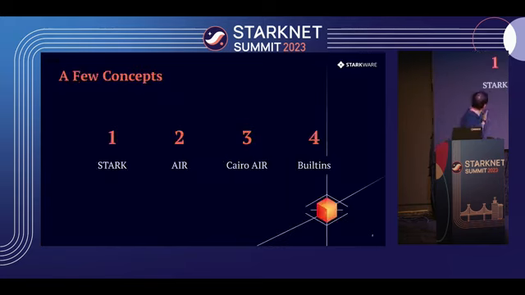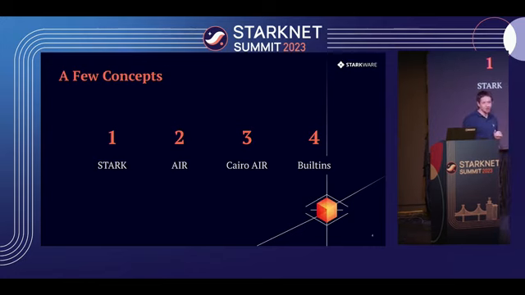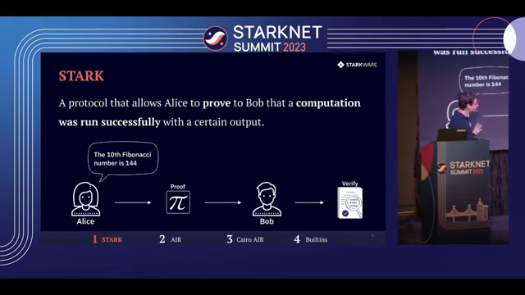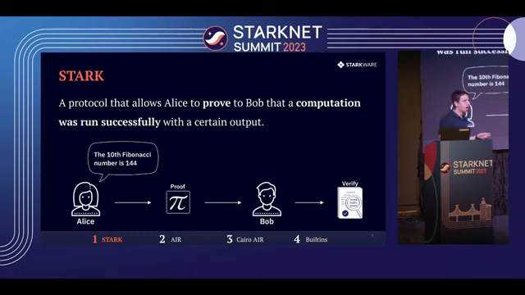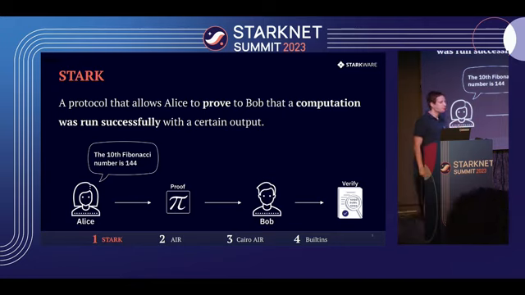Okay, so these are the concepts that I want to talk about briefly before we see the demo. The first concept is, of course, STARK. The STARK is a protocol. It allows one party, let's say Alice, to prove to another party, say Bob, that a certain claim is true, that a certain computation was run successfully with some output. For example, Alice may want to prove to Bob that the 10th Fibonacci number is 144. And she can do this using the STARK protocol.